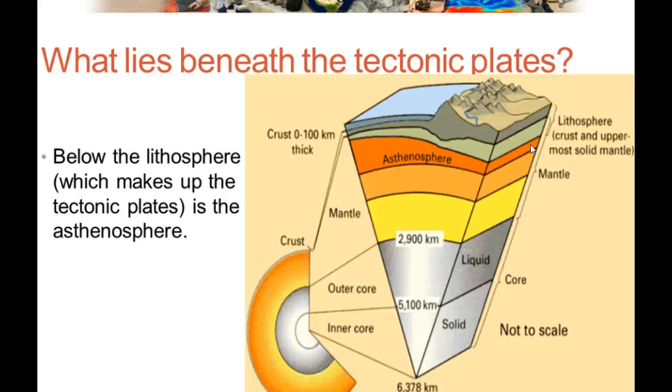Now again, this becomes very important when we start to talk about volcanoes. Beneath the asthenosphere is the rest of the mantle, which is completely solid. Now that would be this layer right here, which is still completely solid. But the asthenosphere now has a liquid component to it. So make sure you get that in your notes.